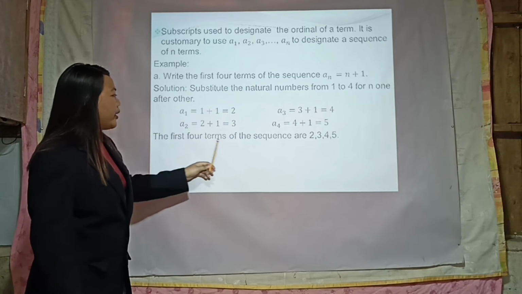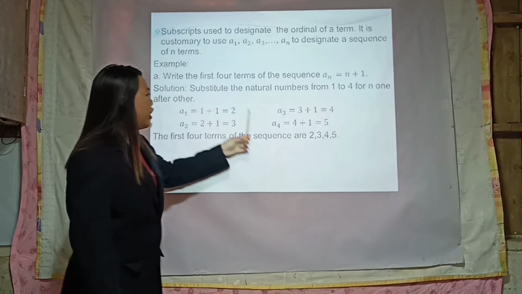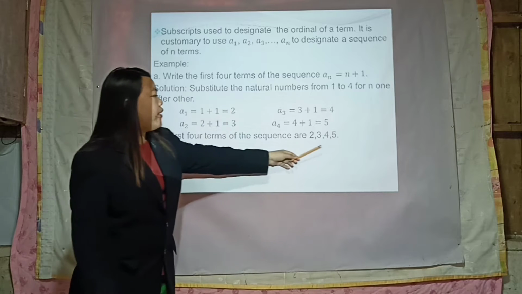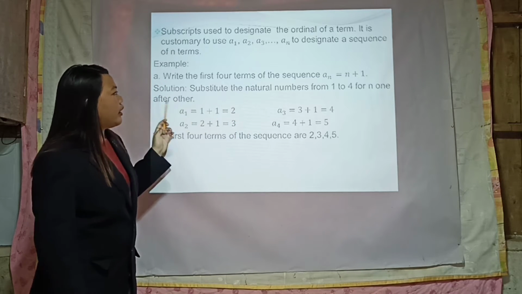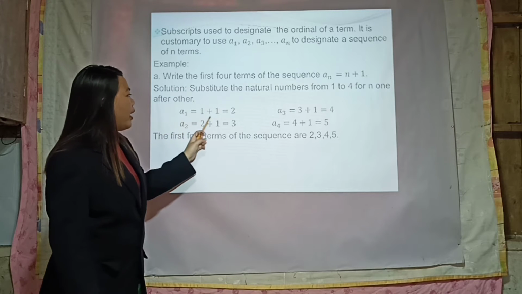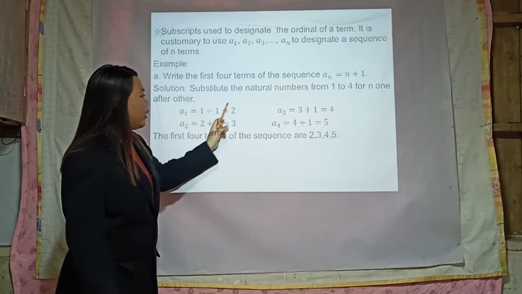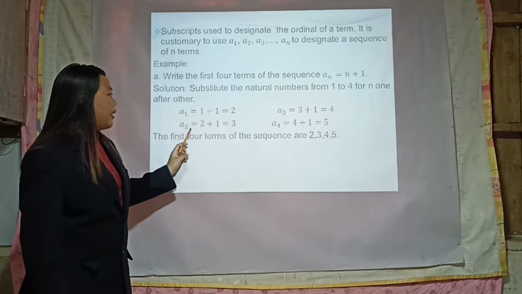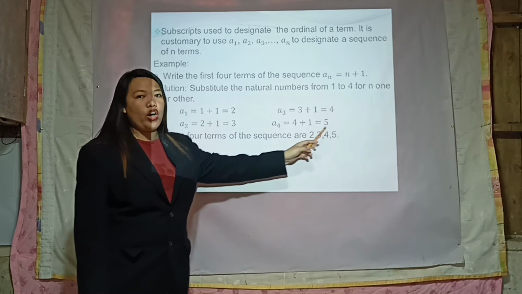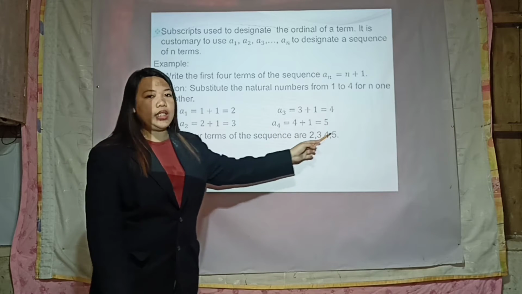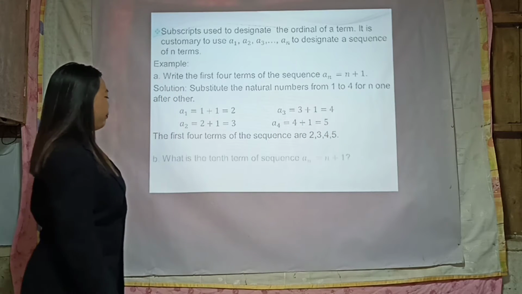So, the first 4 terms of the sequence are 2, 3, 4, 5, based on the substitution and the formula. The a sub 1 is 2, the a sub 2 is equal to 3, a sub 3 is equal to 4, and a sub 4 is equal to 5.